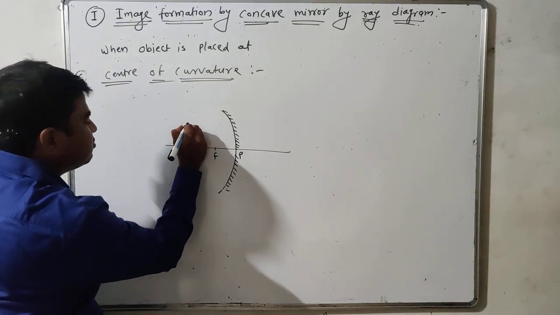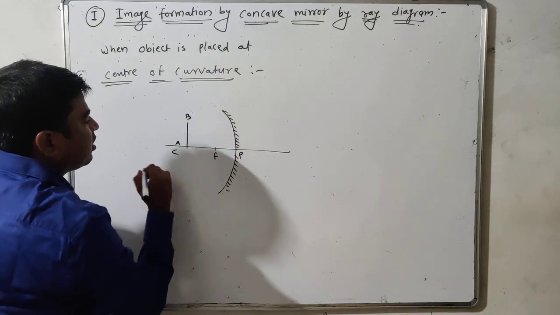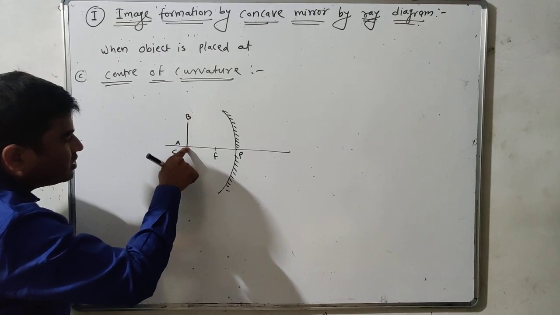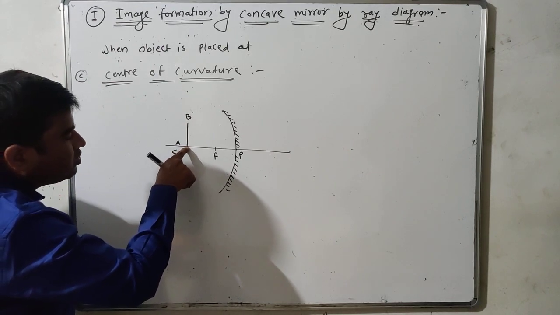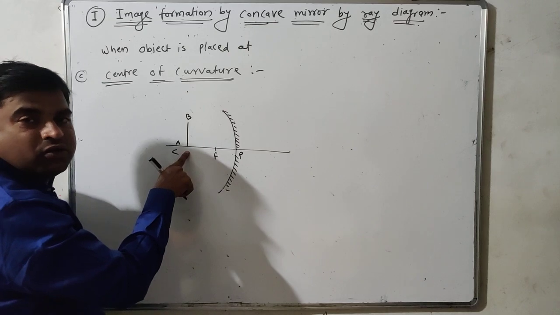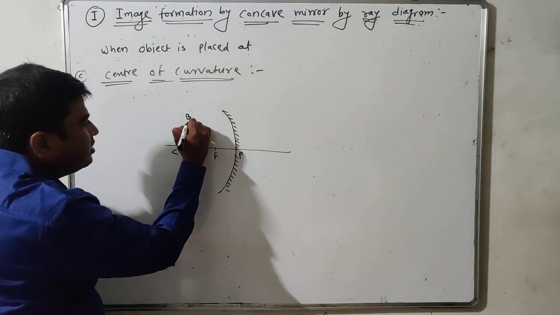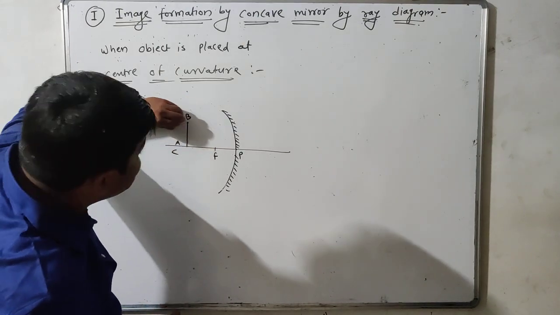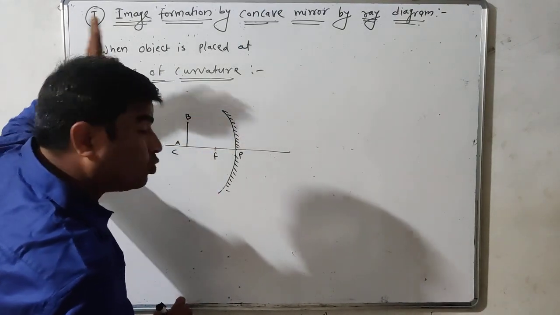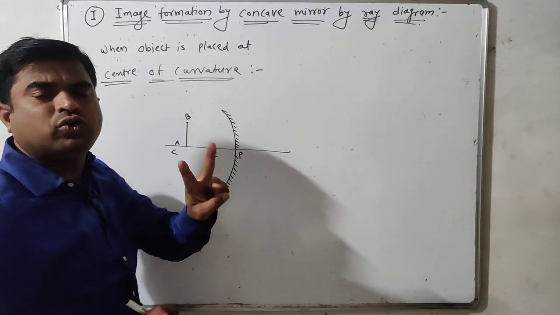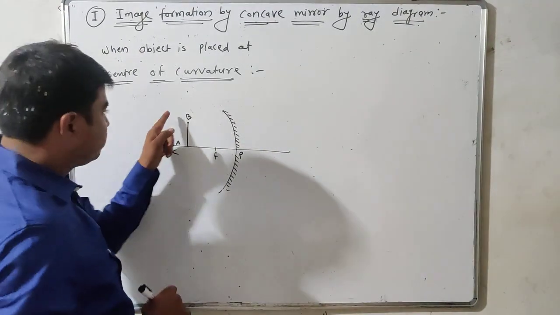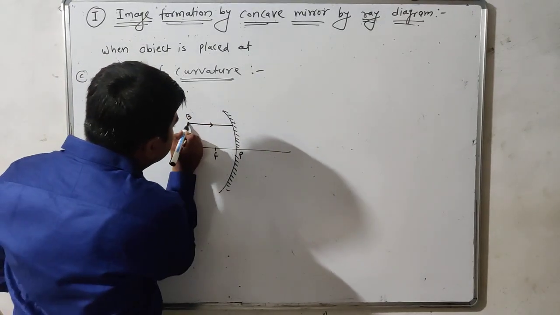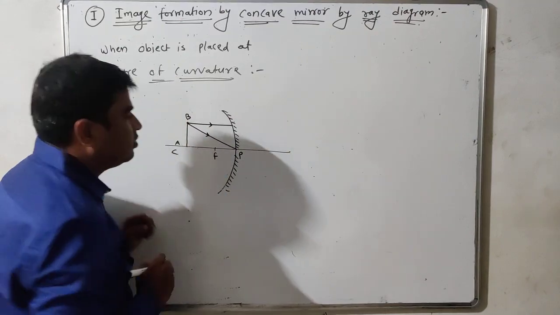Let us take the same object AB, placed exactly at center of curvature C. Now we need to find what is the position of its image. For that, you know that all the rays emitted by B, which are moving like this towards the concave spherical mirror, out of that total rays, we only take two reference rays. The first one is parallel to principal axis and the second one is directly incident on pole.